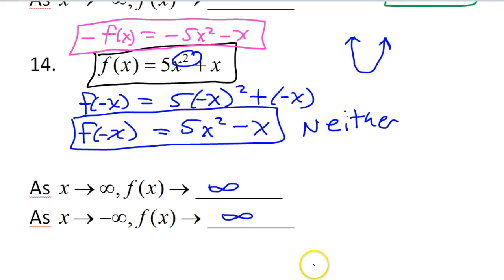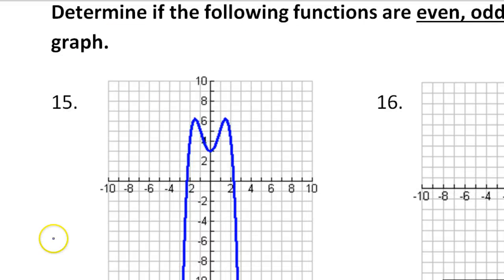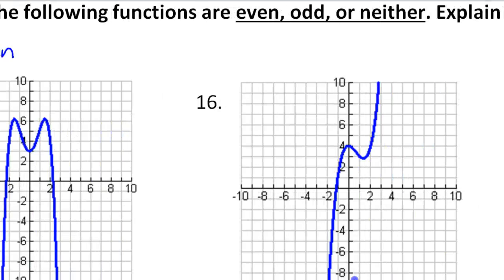All right, any questions on number 14? All right, for number 15 and 16, we're supposed to just look at the graph and tell if it's even, odd, or neither. What do you think about number 15? What do you say? Odd. Yeah, number 15 is definitely even. It's going to be even if it has y-axis symmetry. If the y-axis splits it right down the middle and it's mirror images on the left and right, then it's even. Y-axis symmetry.